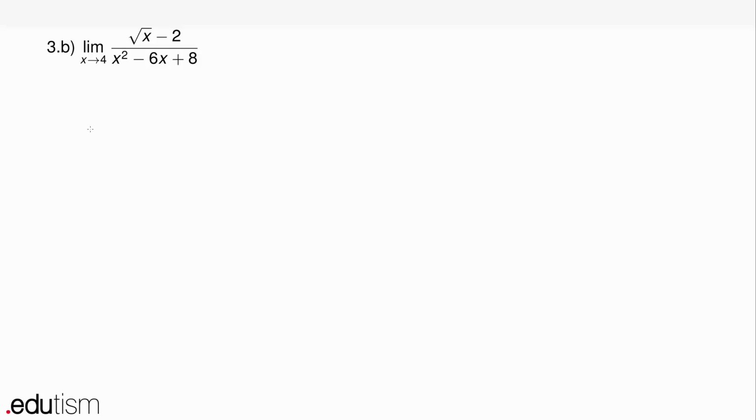For question 3b here, we want to find the limit as x goes to 4 of square root of x minus 2 over x squared minus 6x plus 8. As with any limit problem, we should always start by plugging in. We plug in 4 for x, and we get square root of 4 minus 2 over 4 squared minus 6 times 4 plus 8.